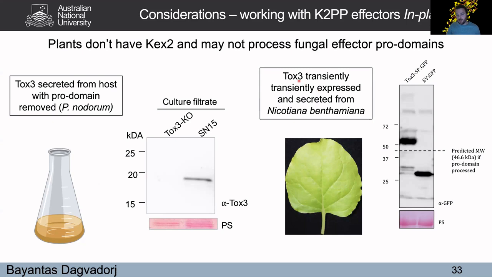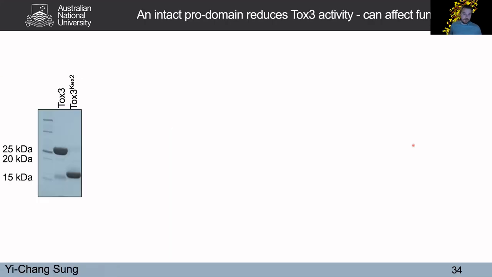So in this case, we've got TOX3 in benth. We're using a GFP fusion, and we're probing with GFP. But what you can see is we're actually secreting full length from benth. So this is secreted TOX3, and we're secreting full-length TOX3 with the prodomain intact. So you might think, oh, well, that may not matter. Is the prodomain really going to be an issue? Well, it can be.